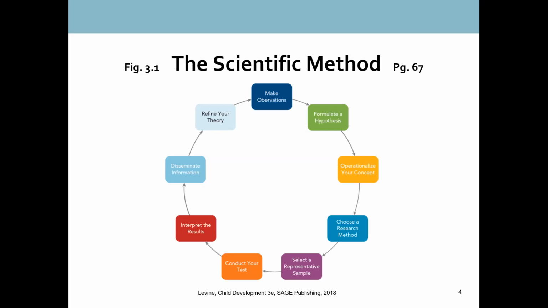If the results are interesting and you have a statistically significant result, meaning that one group was different than the other, then you would probably want to disseminate that information. You may publish a paper or present at a conference. And then you would refine your theory. Perhaps things didn't work exactly as you originally predicted, and you might adjust your theory and start over. You say, okay, maybe I'll do it a little bit differently this time, or I'll change my prediction a little bit. And you kind of cycle through this.